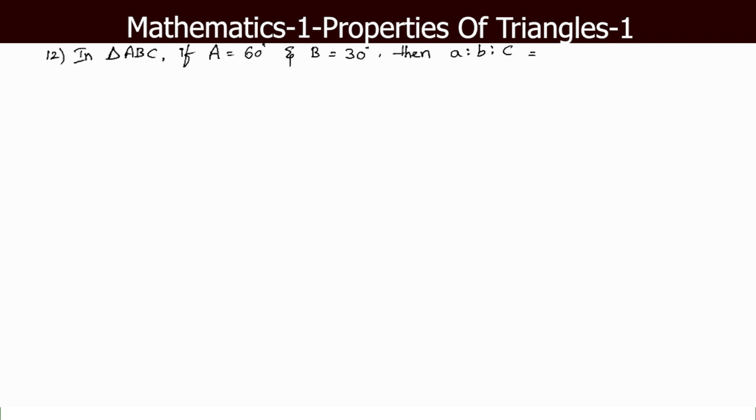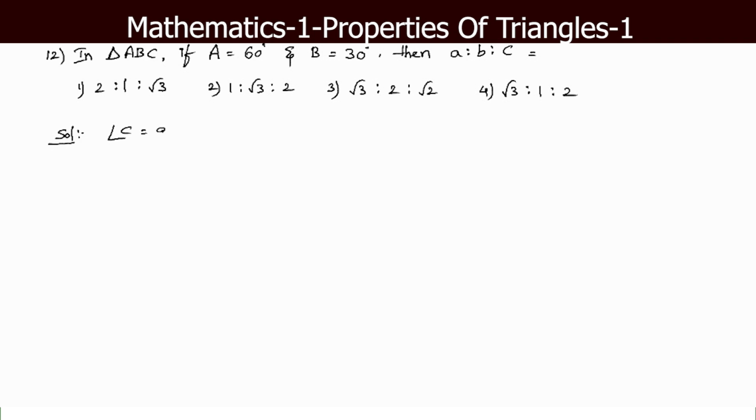Next, 12. In triangle ABC, if A is equal to 60 and B is equal to 30, then a is to b is to c is equal to: 1, 2 is to 1 is to root 3; 2, 1 is to root 3 is to 2; 3, root 3 is to 2 is to root 2; and 4, root 3 is to 1 is to 2. Angle C is equal to 90 degrees.